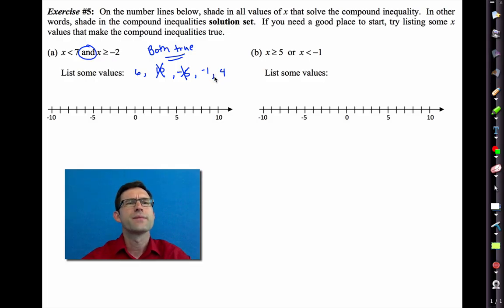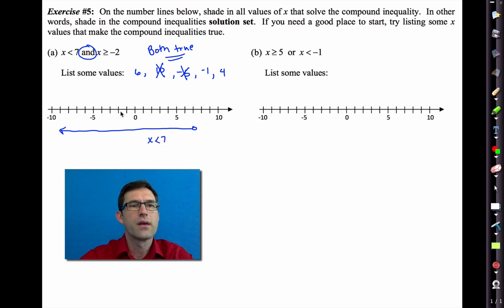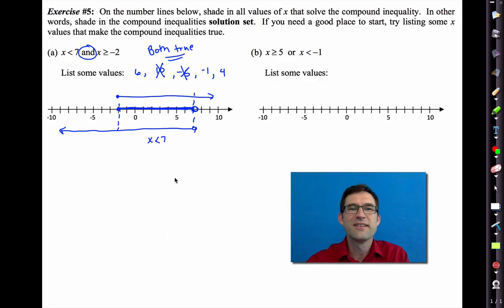Great. Hey, let's take a look at something. Less than 7, that's going to be these numbers, right? So this is x is less than 7. Greater than negative 2, that's going to be these numbers, right? And means they both have to happen. And they both happen for all values of x in here. So here, open circle, is the solution set. Right there. Isn't that kind of neat?